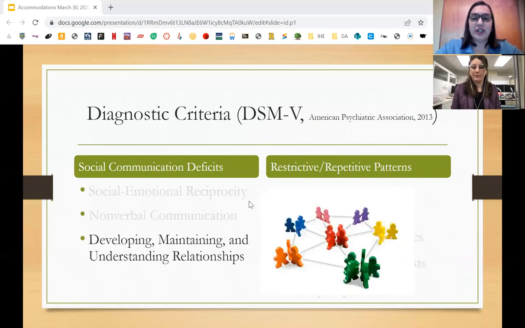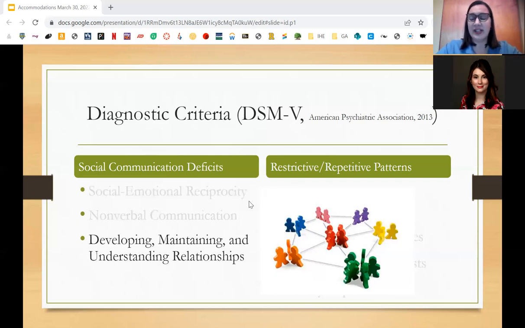The last social and emotional criteria is developing, maintaining, and understanding relationships. So this can look like, for some individuals, a difficulty with forming friendships or starting friendships or maintaining friendships over a long period of time. This can also look like a lack of interest in peers or a perceived lack of interest in peers, which is often related to the other two. There's a need and a want for belonging and relatedness and friendships, but not necessarily the understanding of how to go about doing that. So developing, maintaining, and understanding relationships are difficult.